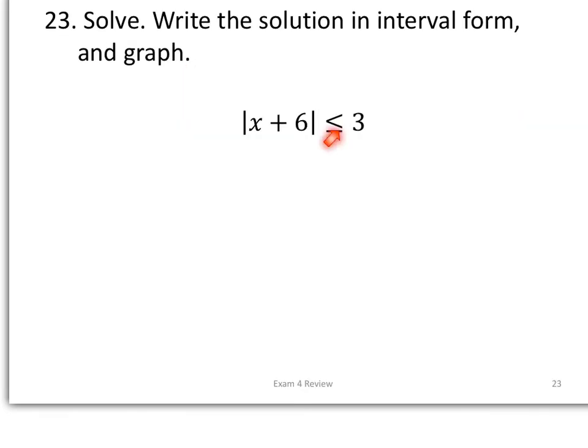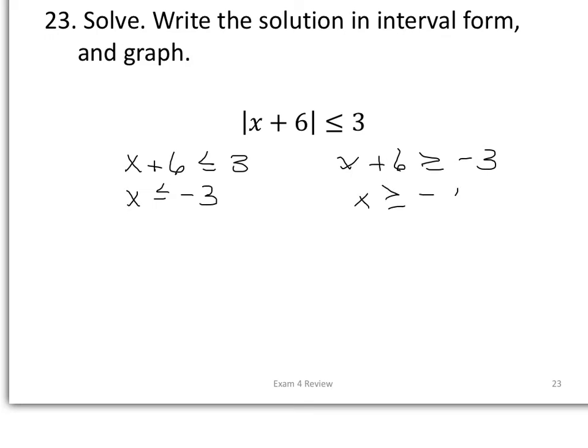Okay, here's another situation where our absolute value is bounded. It's less than or equal to a certain distance from 0. So we're going to have a lower value and an upper value. Infinity won't be involved, and it won't be a disjointed interval. Okay, so this tells us that x plus 6 is less than or equal to 3, or x plus 6 is greater than or equal to negative 3. Subtracting 6 from both sides, we get x is less than or equal to negative 3, or x is greater than or equal to negative 9.